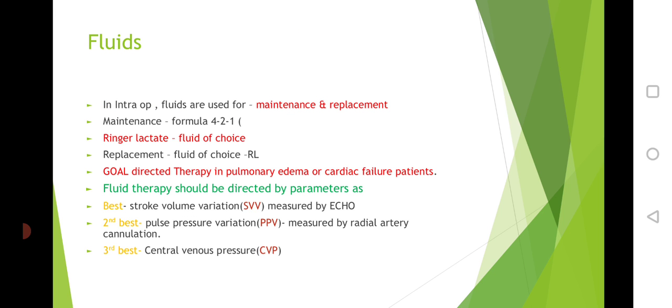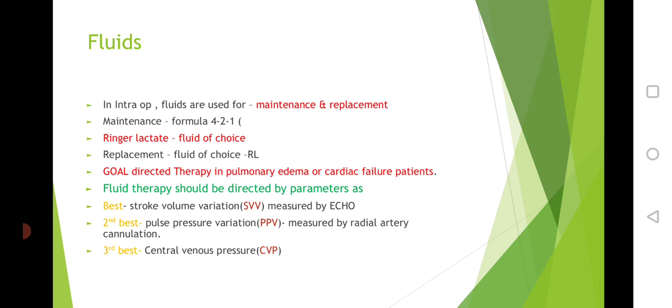Fluids. Intraoperatively, fluids are used for maintenance and replacement. Maintenance formula is 4-2-1, that is 4 ml per kg body weight up to 10 kg, then 2 ml per kg body weight for 10 to 20 kg, then after 20 kg it is 1 ml per kg body weight. And fluid of choice is Ringer lactate. Also, replacement fluid of choice is Ringer lactate.